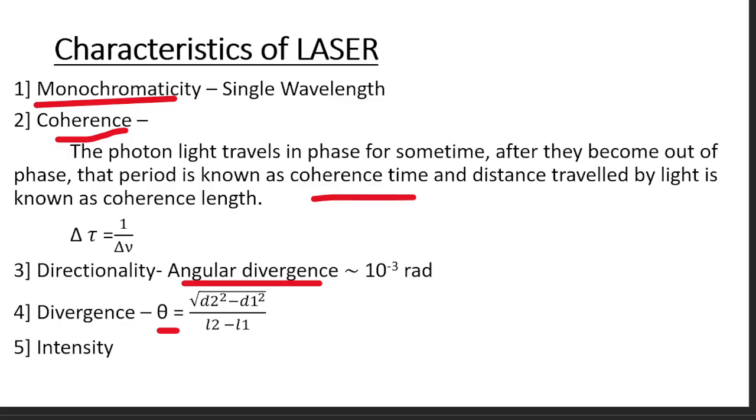The next important characteristic of laser is intensity. The intensity of a conventional light source decreases as the distance increases, but in laser the intensity remains constant as the distance increases. That means the laser is a narrow beam, so it has high intensity. These are all the 5 characteristics of laser. Now we are discussing some engineering or industrial applications of the laser.